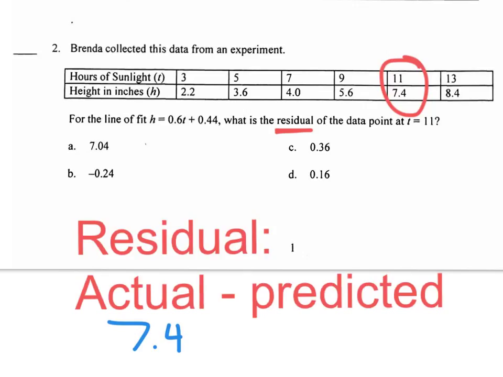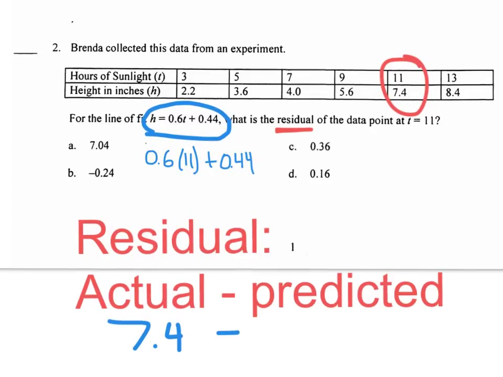Okay, and we're going to subtract, and we need our predicted. Now, how do we find predictions? Well, we should all know that the line that best fits is what gives us our predictions, right? So we could take the 11 and plug it in and work it out. Plugging it in, I'd have 0.6 times 11 plus 0.44. 6.6 plus 0.44 gives me 7.04, and that is our predicted value, guys.